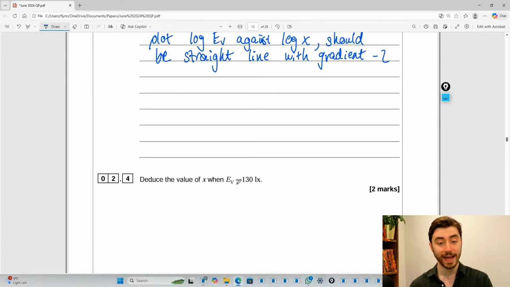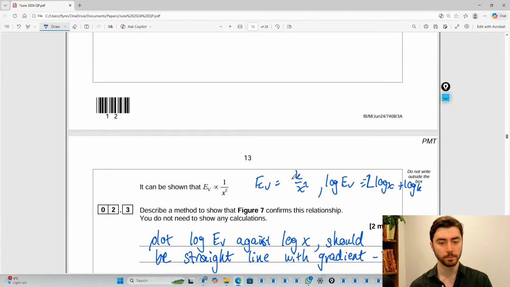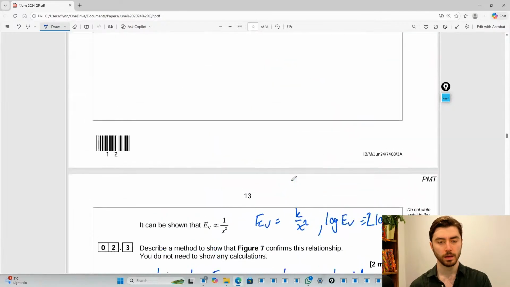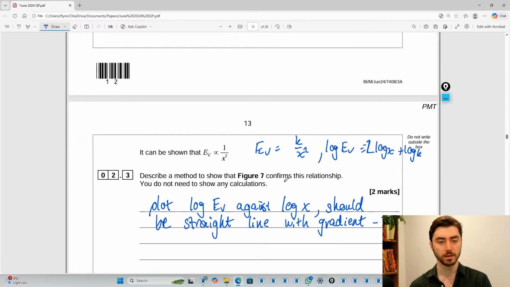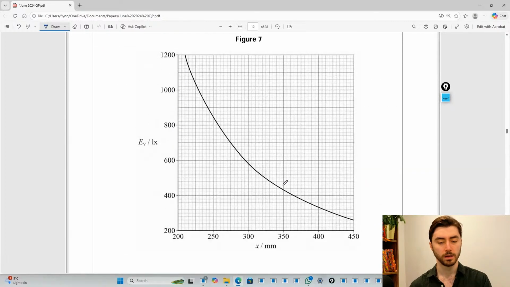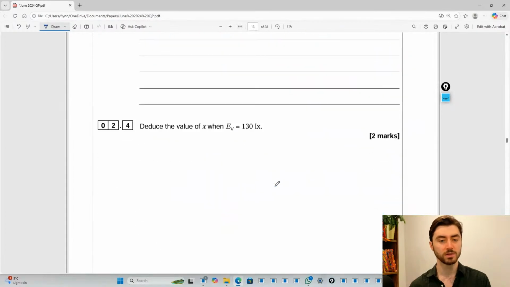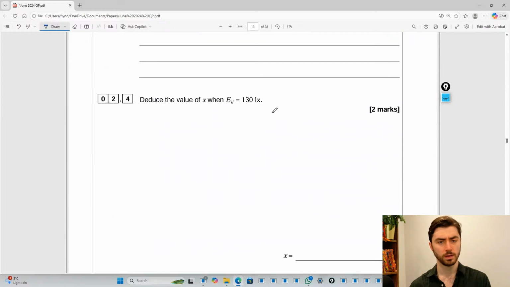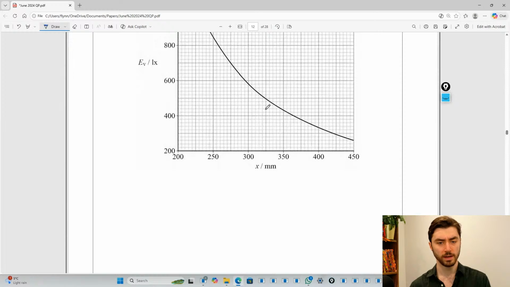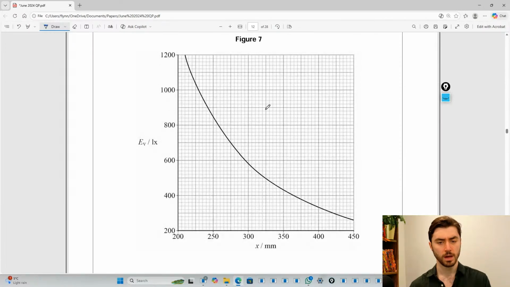So deduce the value of x when E is 130 lux. The value of x. Okay, so I have this graph. Deduce the value of x when E is 130. That's not on the graph. I suppose we can use this to find the constant of proportionality.